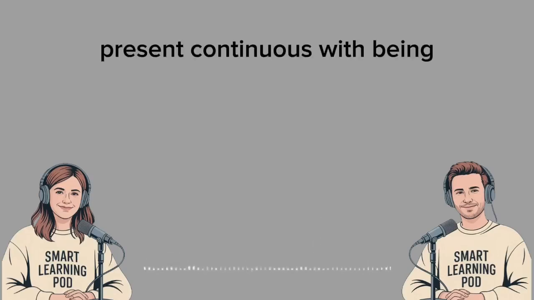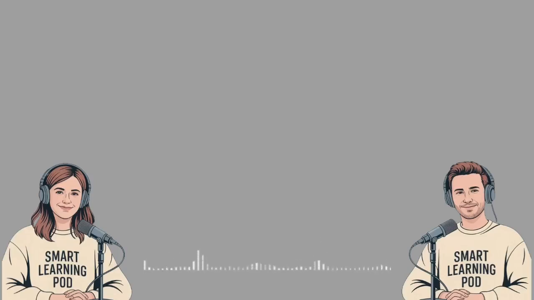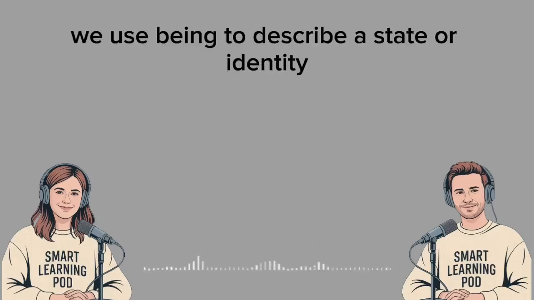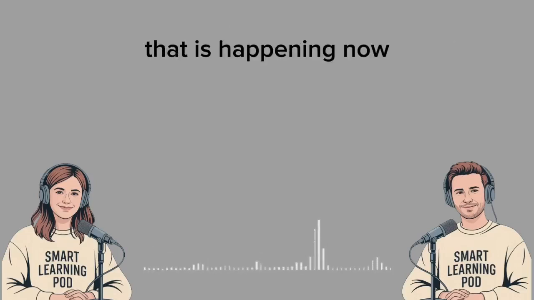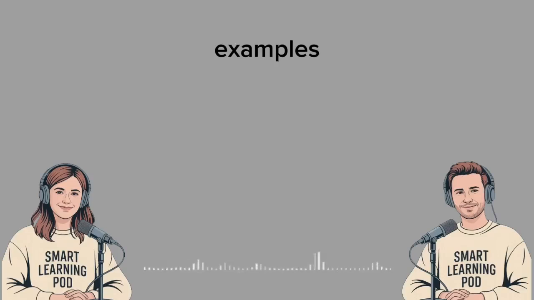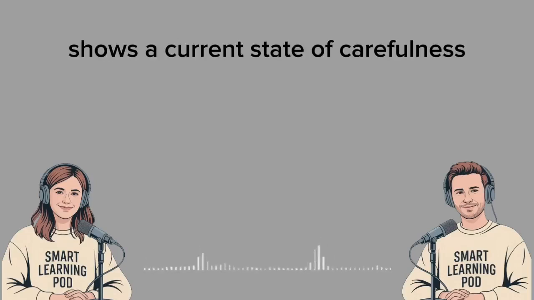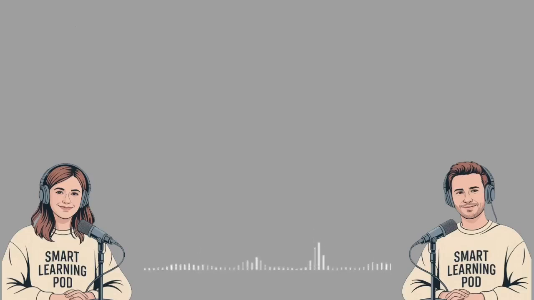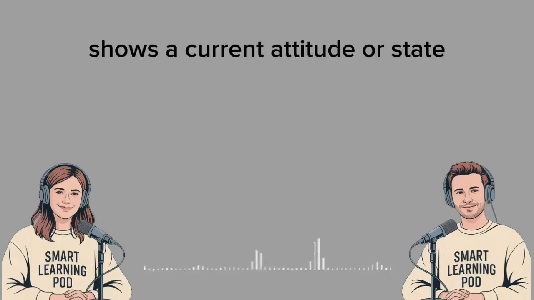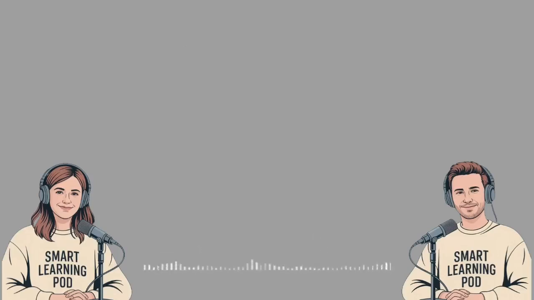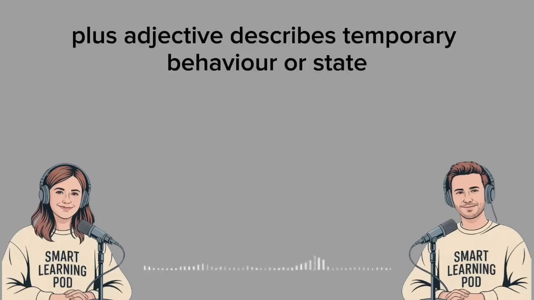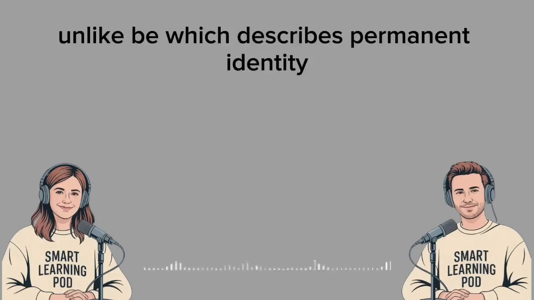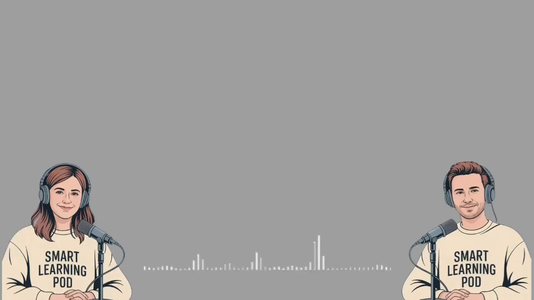1. Present continuous with being. We use being to describe a state or identity that is happening now. Examples. She is being careful. Shows a current state of carefulness. He is being silly. Shows a temporary behavior. They are being friendly. Shows a current attitude or state. Notice how being plus adjective describes temporary behavior or state, unlike be, which describes permanent identity.